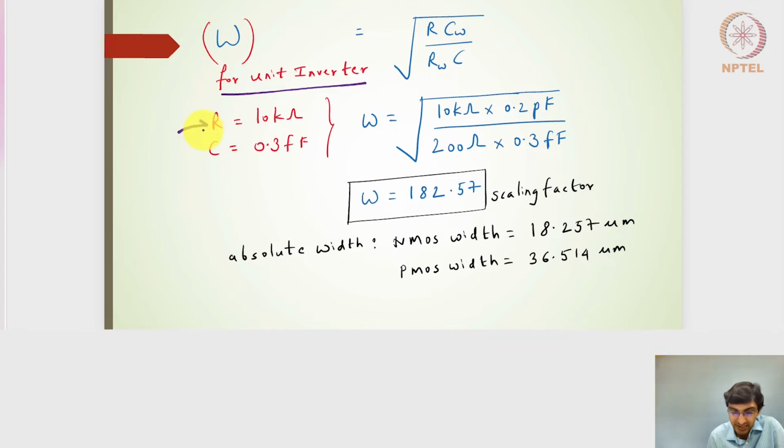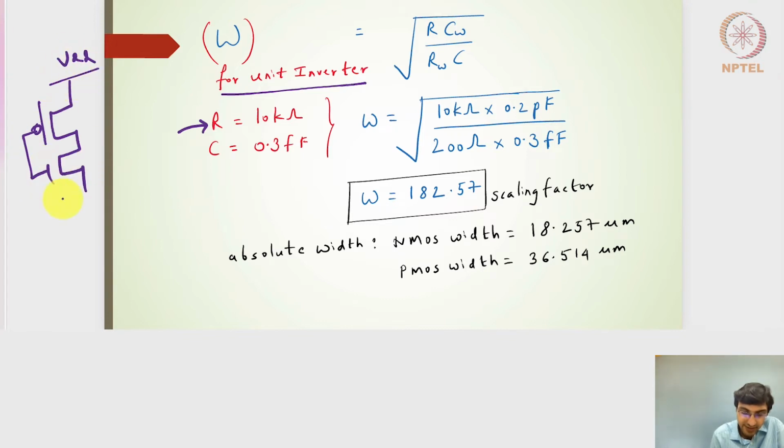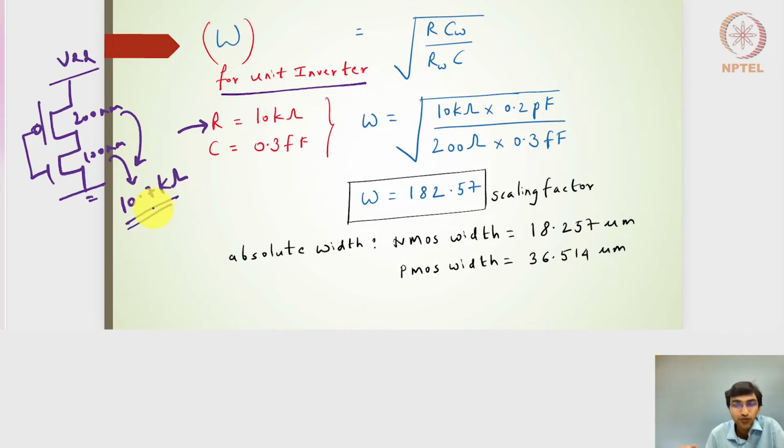We know that the switching resistance for a unit inverter is close to 10 kilo ohms. A unit inverter means I will have the PMOS and then the NMOS design. This is VDD and this is the ground rail. This particular W is 200 nanometers and this is 100 nanometers. According to the short channel model, this turns out to be around 10.7 kilo ohms. For our own simplification, we consider the switching resistance to be 10 kilo ohms.